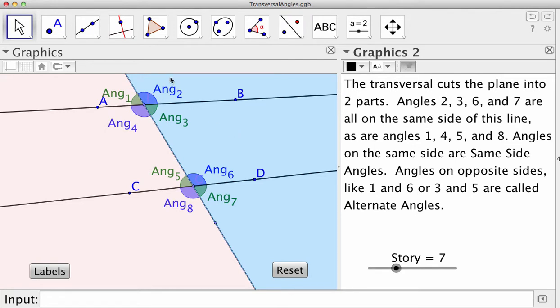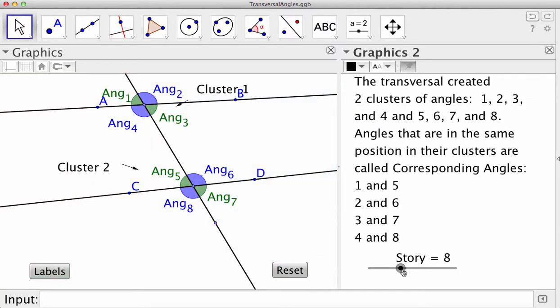Notice that the transversal cuts the plane into 2 parts. We have the part to the right and we have the part to the left. All the angles that line up on the same side of the transversal are called same side angles. So 2, 3, 6, and 7 are same side angles because they are on the same side as each other. Angles 1, 4, 5, and 8 are also same side angles because they are on the same side as each other. Angles on opposite sides, however, like 1 and 6 or 3 and 5, are called alternate angles. They are on opposite sides of the transversal.